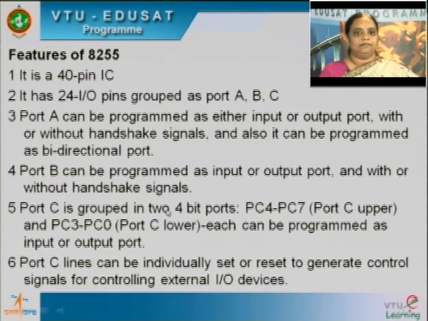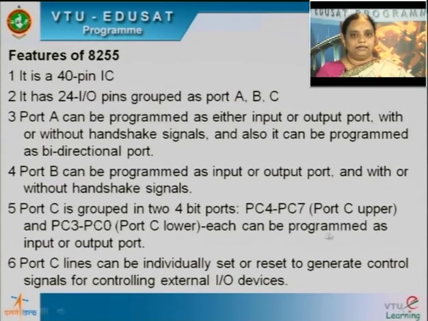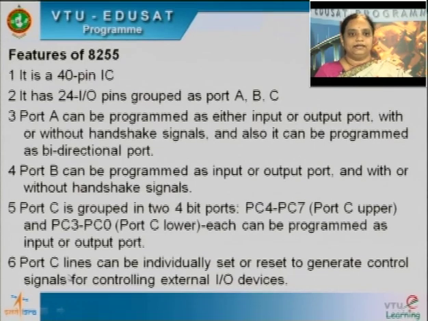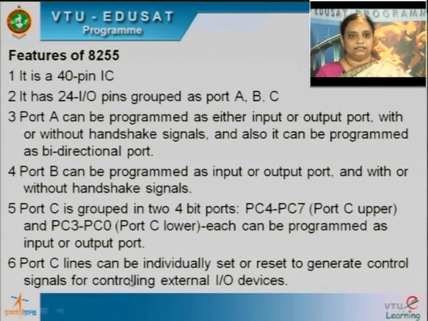Port C can be divided into two ports, upper part PC4 to PC7, lower part PC0 to PC3. Each can be programmed separately as input or output port. Apart from this, port C has extra flexibility. Each pin of port C can be set or reset to generate control signals, and that can be used for generating a square wave or switching on and off an external I/O device. For many purposes, only one pin at a time can be used separately.